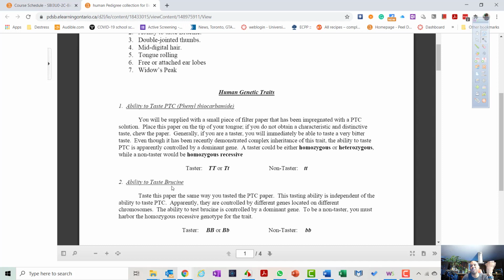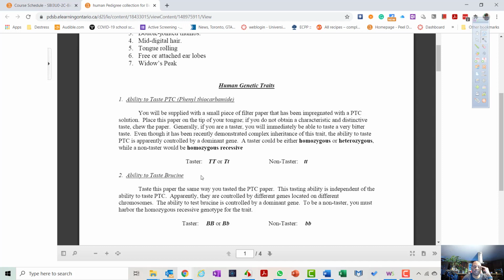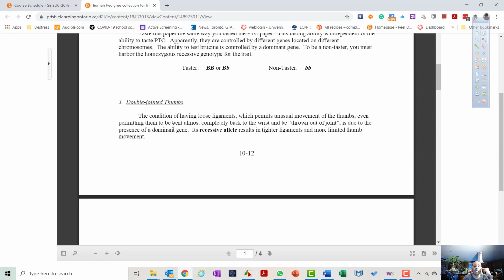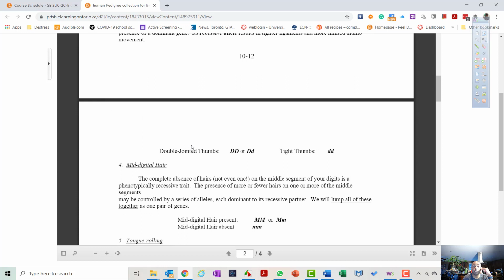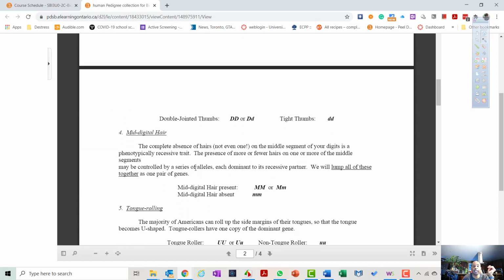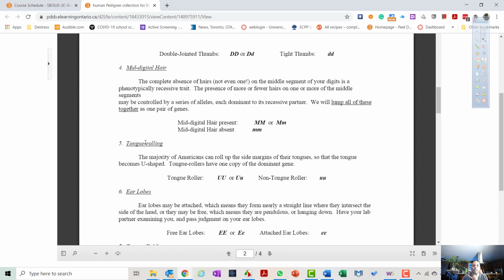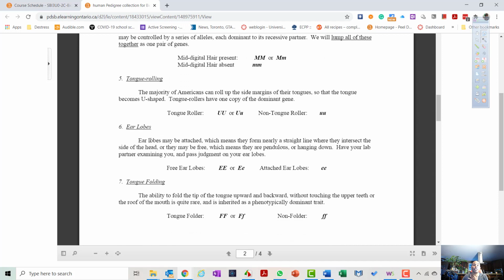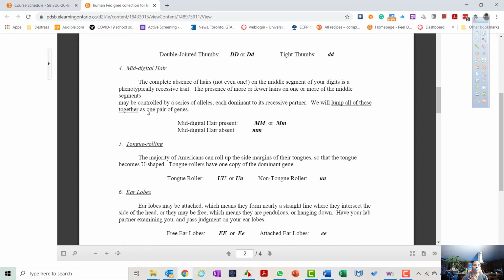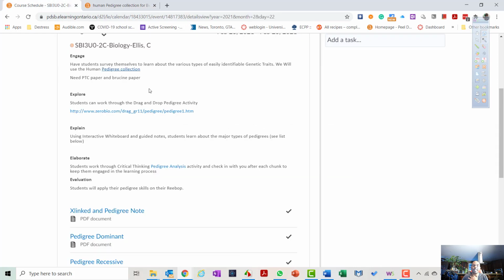Anything about tasting we're not doing, because I didn't give you the special paper to taste. But there are many other traits that are genetically predisposed. There's a gene that causes this. And so if you look at your family, your mom and father, your grandparents, your uncles, aunts, cousins, nephews, as many as you can, you'll be able to make a pedigree that shows the presence of mid-digital hair or tongue rolling or earlobes. You can Google any of these pictures to see what it looks like. Okay? So that would have been the first activity, and that's just for fun.